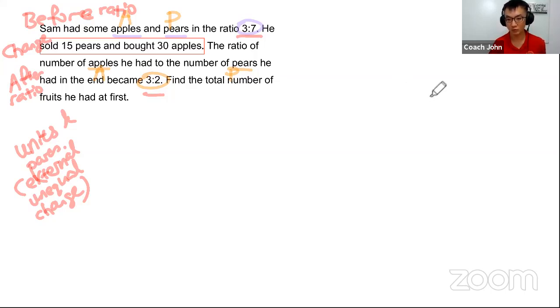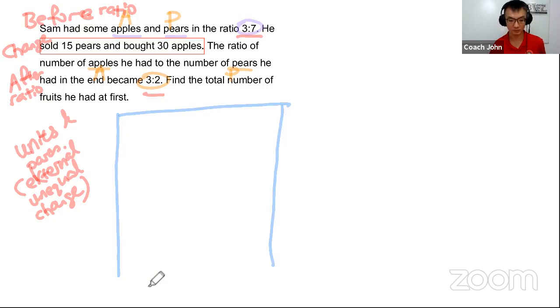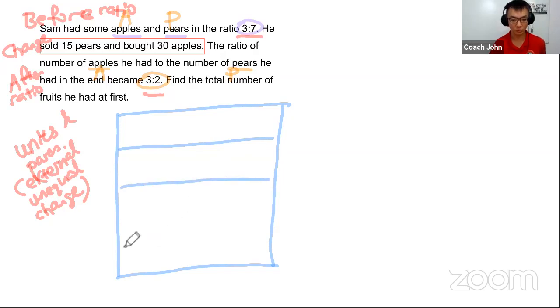Remember, I've always taught you layout learning. The layout is always to draw a table. So you draw a big table. Then you have 4 rows. Make sure that the rows are big and spacious. Then you have 3 columns. Later I'll tell you why you need it to be spacious.